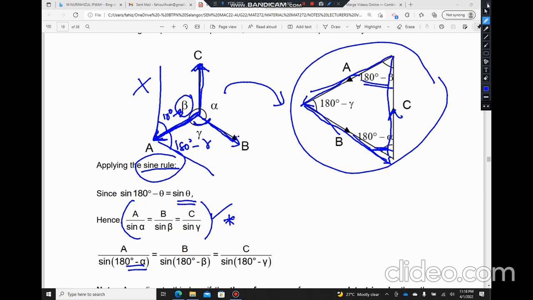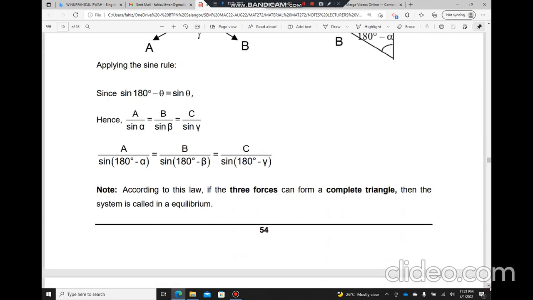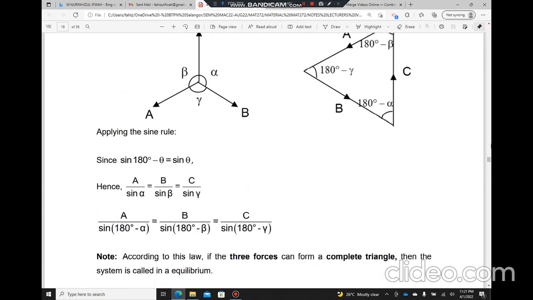Okay, so this one we have, if you can see here, according to this law, if the three forces can form a complete triangle, then the system is called in equilibrium. Maksudnya kalau awak boleh jadikan dia triangle, complete triangle, dia berada dalam equilibrium. Yang ni untuk three forces.